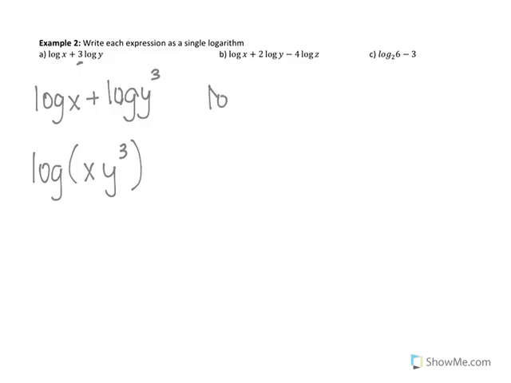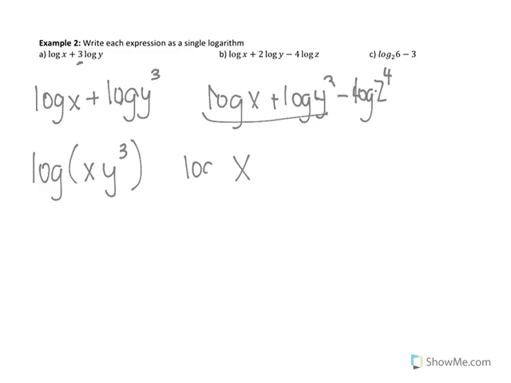Okay, the next one, we have log base x plus log base y squared minus log of z to the power of 4. And now we have multiplying here, so we're going to put those on the top. So we have log of x times y squared. And we're subtracting here, so we're going to put it on the bottom. So z to the power of 4.